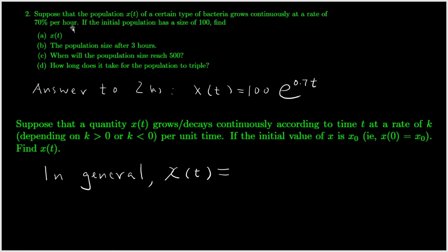For the general case, if at the beginning of the time the quantity has the value of x0, using exactly the same argument, we have x of t equals x0, the value of the quantity at the beginning of the time, times e to the power of kt. Because there's an exponential function involved, we call it exponential growth or decay. Again, when k is positive, we have an exponential growth, and when k is negative, we have an exponential decay.